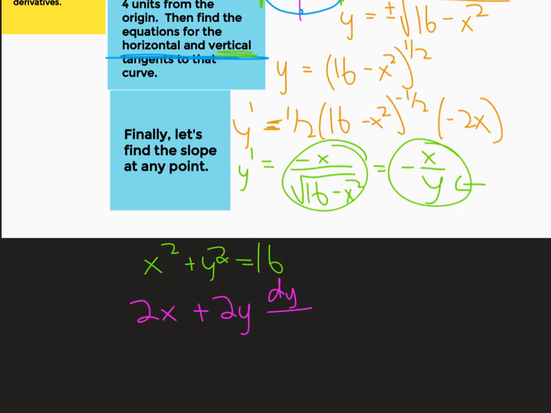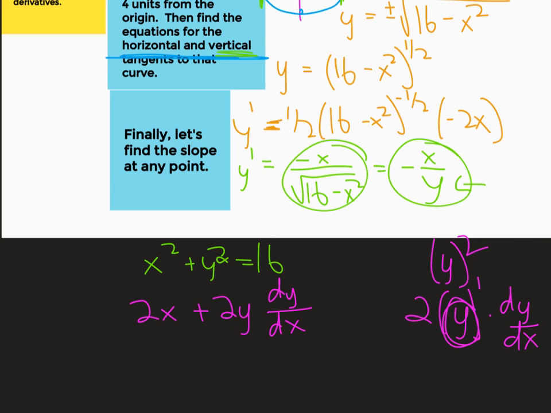So we need that dy dx, because that's that chain rule idea. If we have y squared, the 2 comes down for a power rule, y stays the same to the first, and then the derivative of the inside is going to be dy dx. And then the derivative of 16 is 0. Do algebra. Solve for dy dx, and you'll get to negative x over y. So that's called implicit differentiation. We're just using chain rule a little bit.